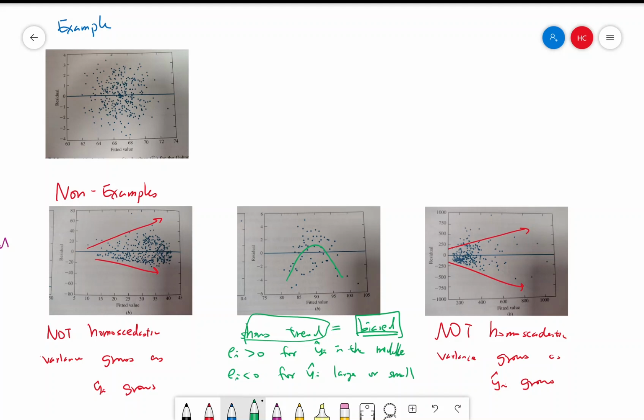Okay. And the example on the top left is perfectly drawn. There's no trend or curve. The dots are pretty much scattered evenly, and if you look at how far the dots are from the 0, you notice that it doesn't grow bigger or smaller as yi hat grows. So this is definitely homoscedastic.